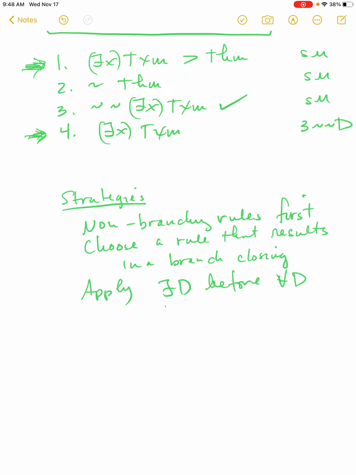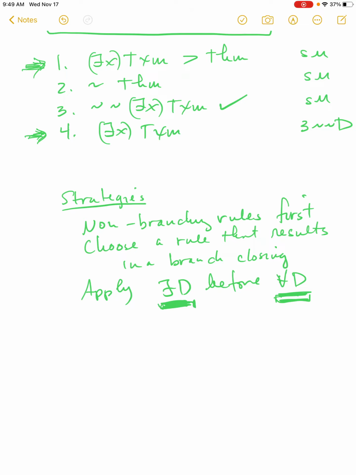So why would I apply existential before I apply universal? Because I have greater freedom in my instantiating constant if I apply existential first, because I can always apply a universal using any constant that I like. Okay, and we'll see more examples of that. So that's an important strategy.